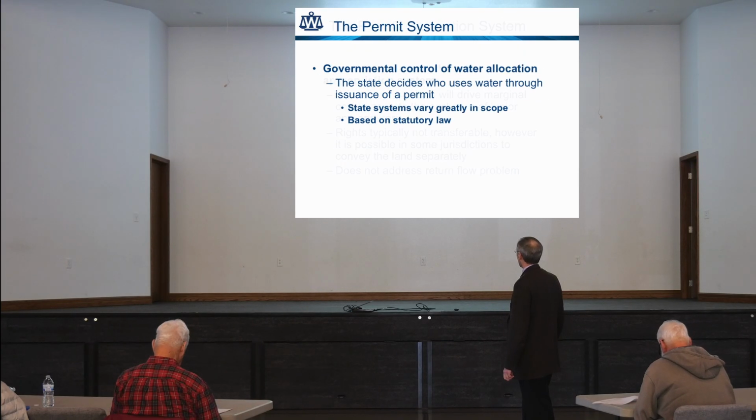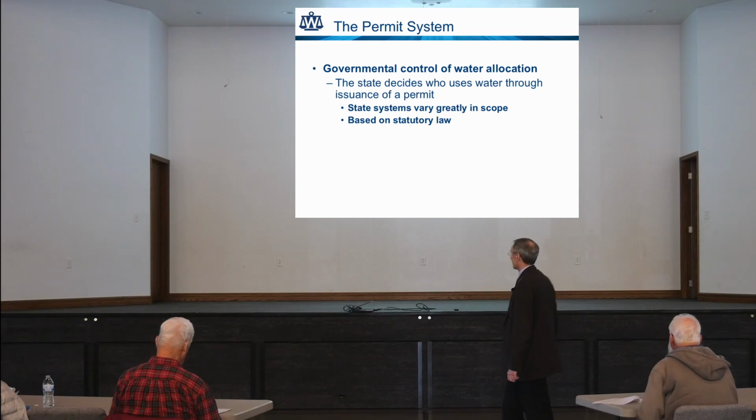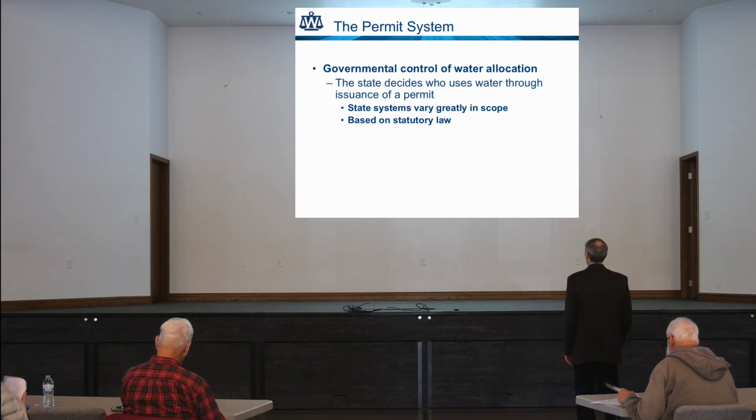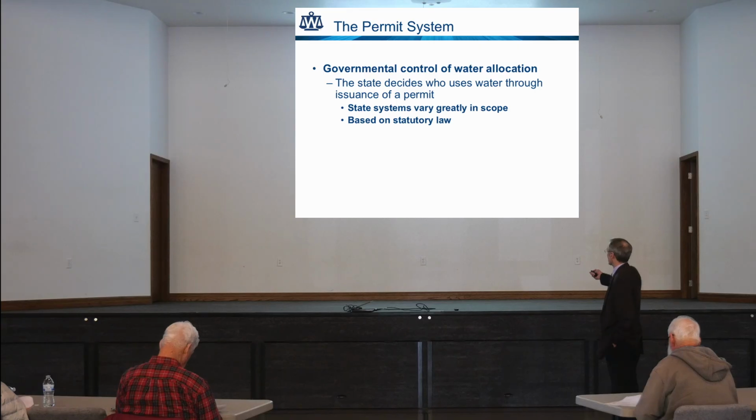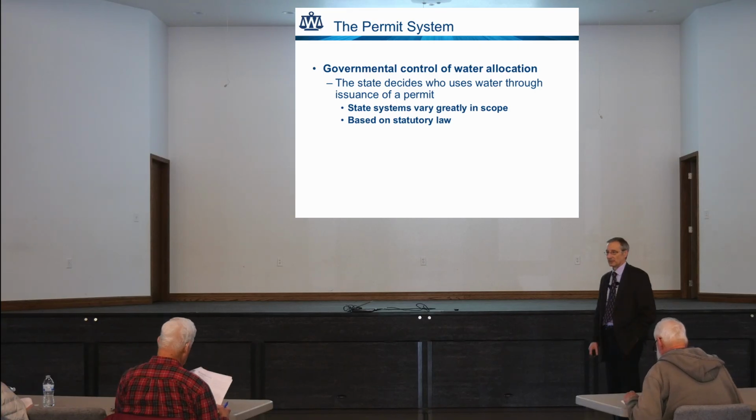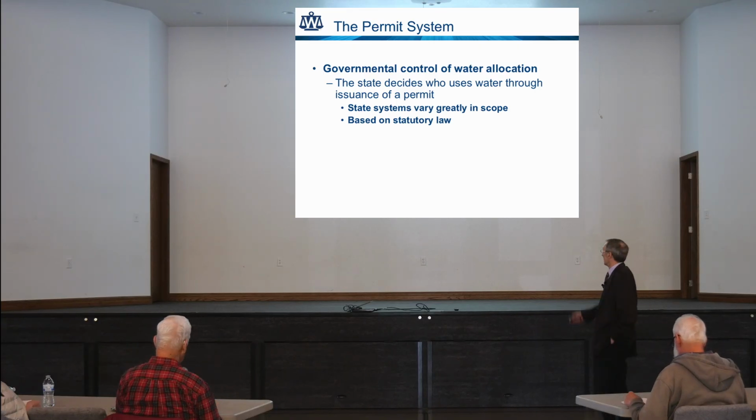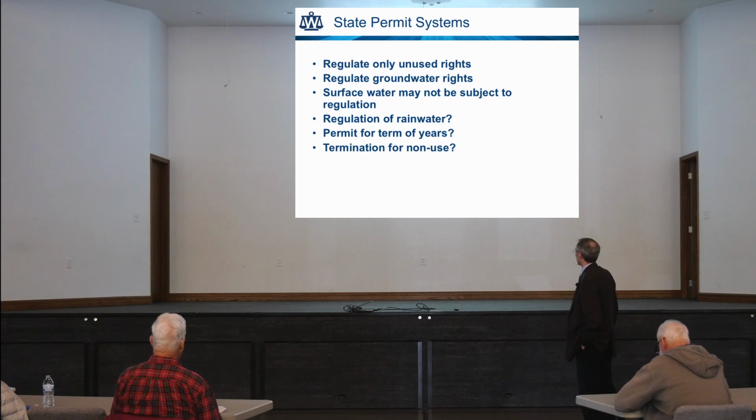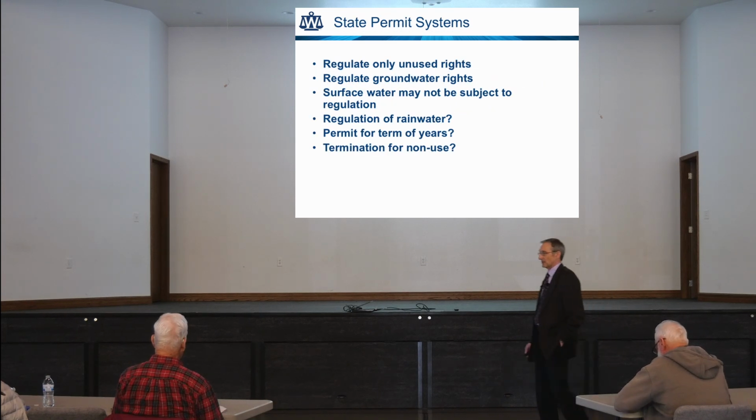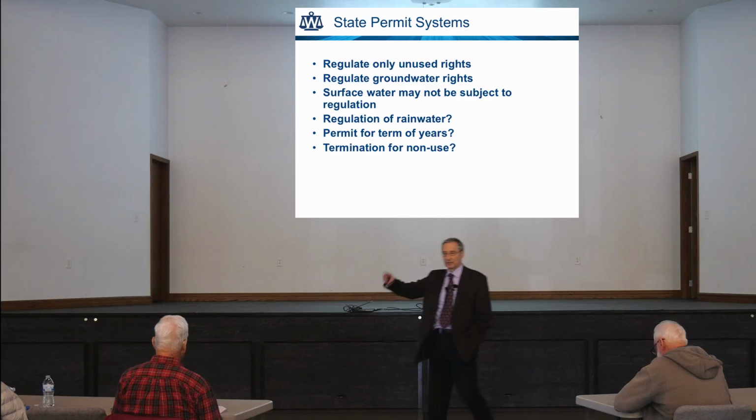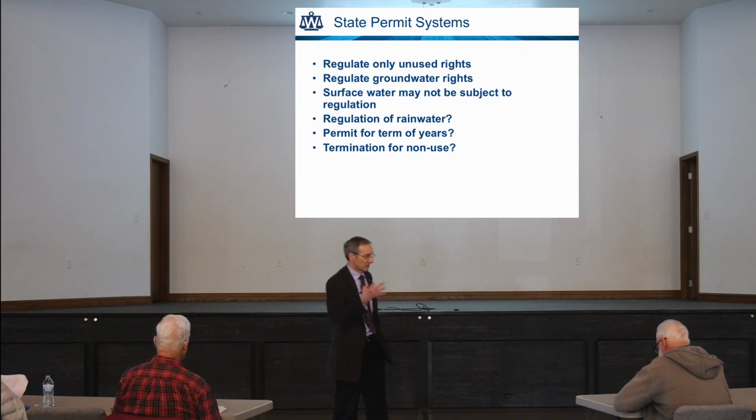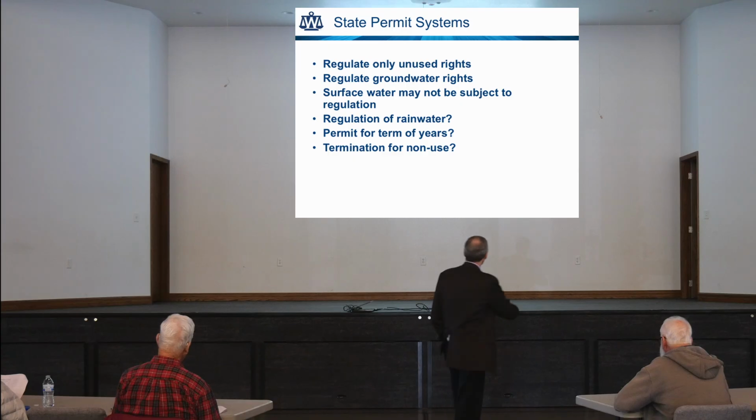Okay, we'll skip the economic one. Go to the permit system. That is government control of water allocation. The state is deciding who uses water through the issuance of a permit. All right. And those state systems vary greatly in scope. They are based on statutory law. And this is just kind of a summation of the various types of permit systems across the country in states that administer water rights by a permit.